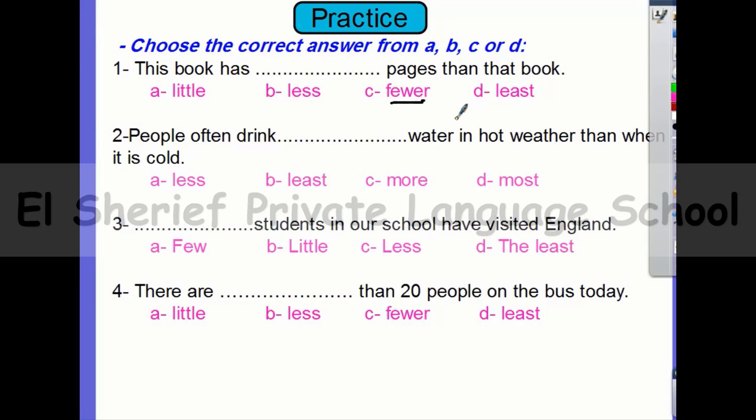Number 2, people often drink blank water in hot weather than when it's cold. Less, least, more or most. The answer will be more water. Number 3, blank students in our school have visited England. The answer will be few. Number 4, there are blank than 20 people on the bus today. Little, less, fewer or least. The answer will be fewer.